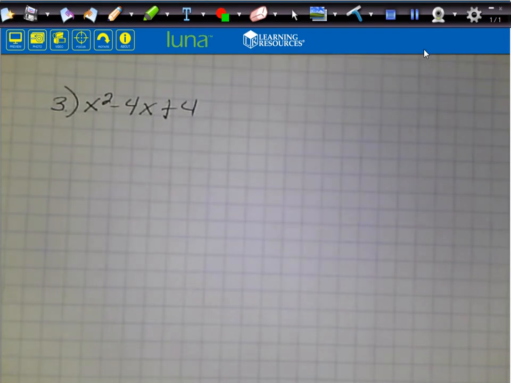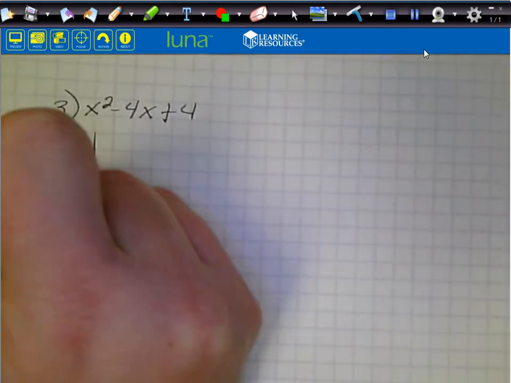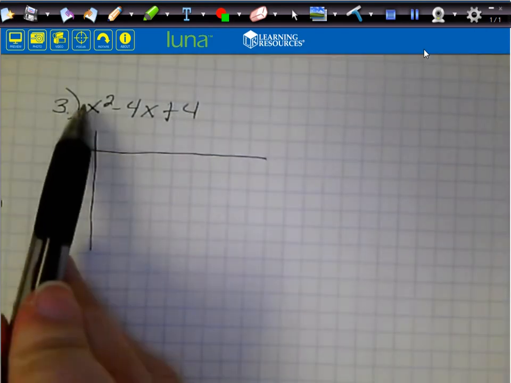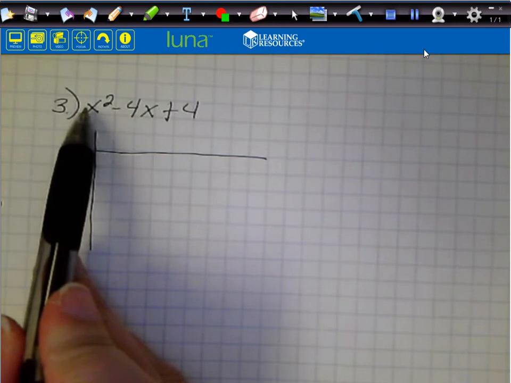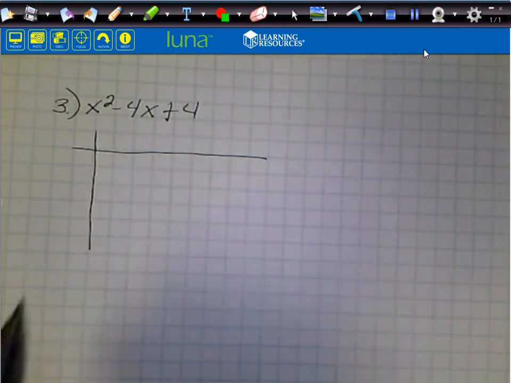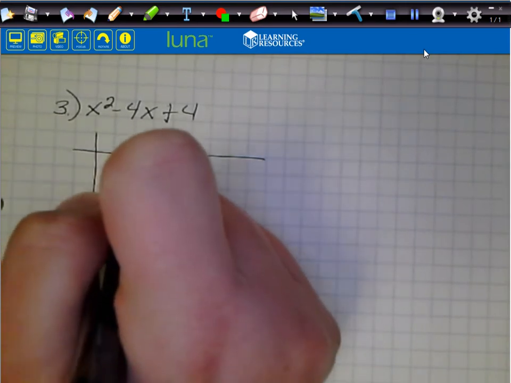All right, here's number 3, x squared minus 4x plus 4. Go ahead and write that down and go ahead and make your table. This time I have one x squared piece because there's a 1 in front if nothing's there, 4 negative x pieces, and 4 positive units. So again, I'm going to start with that x squared piece because I know exactly where that one's going to go. It's going to go right here.